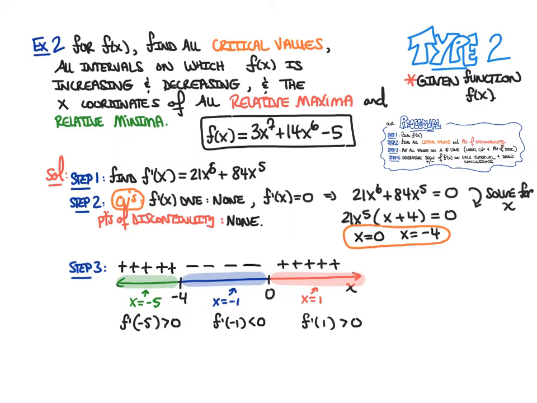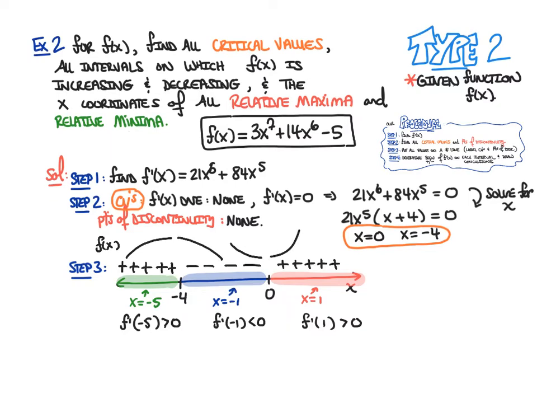So what this means is that on the green interval, your function is increasing. So it's going to look like this. This is f of x. It's increasing. Then on the blue interval, it's decreasing as we go towards 0. And then as we go from 0 to infinity, we're increasing.